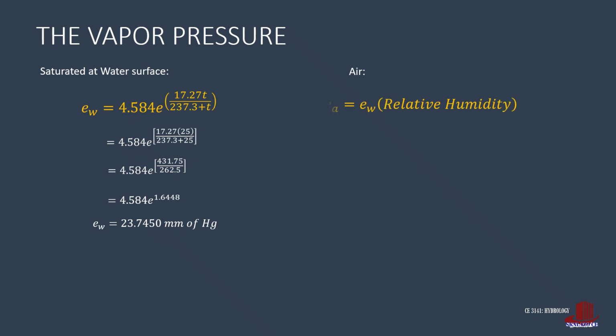For the air vapor pressure, E sub A, this is computed as the fraction of the water vapor pressure. The fraction is relative humidity. So E sub A is 23.745 multiplied by 0.60, which makes 14.247 millimeters of mercury.